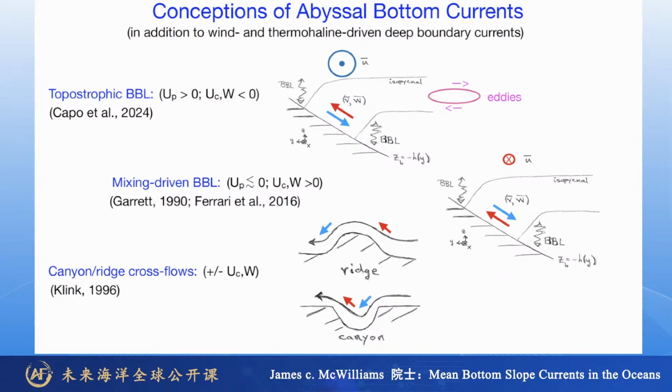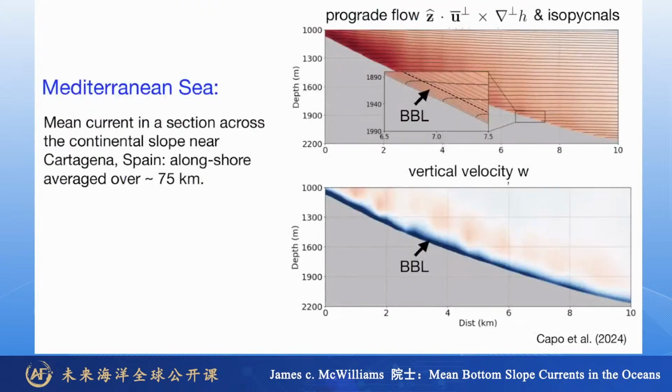I first will show some results from the Mediterranean Sea. This is part of the published paper listed here. And what you see along the slope, which is south of Spain, is that if you time average and average along the slope, you will see that the stratification bends towards being perpendicular to the slope in the bottom boundary layer. This is an expression of there being no buoyancy flux through the bottom.